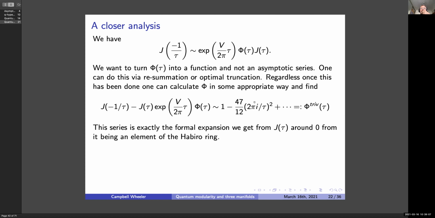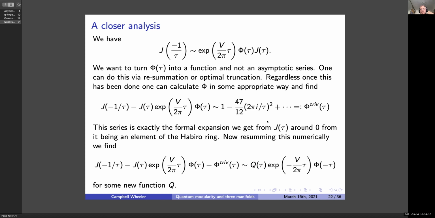Then we want to do exactly the same thing we did up here. This is a formal series only, so we want to turn it into an analytic function. We do that by some resummation, and then we do the same thing: we take the difference and look at what we get. Is that everything up to the level of accuracy we can do? And the answer is no again. Now we see an exponentially decaying term appear.